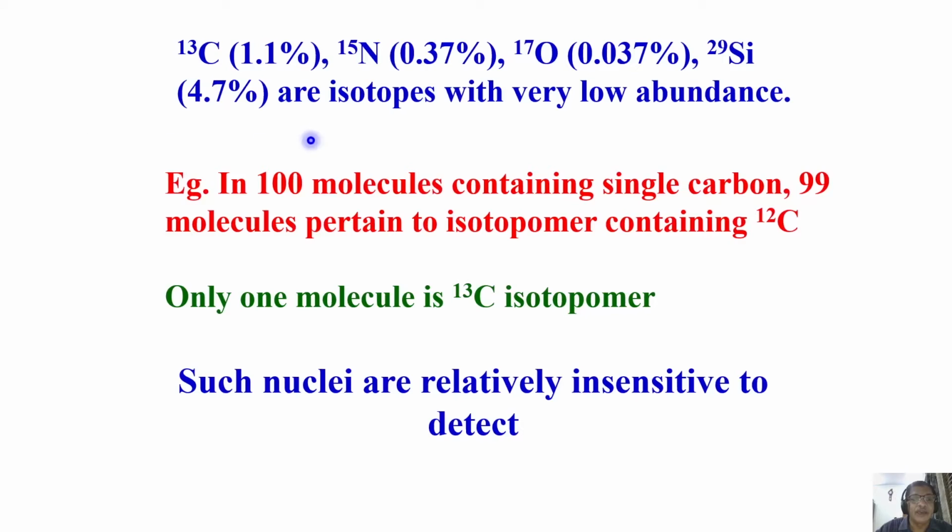As a consequence, detection of such low sensitive nuclei is even more difficult compared to that of proton, fluorine, and phosphorus I mentioned. Relatively, they are much lower in sensitivity. We also calculated the sensitivity of carbon and nitrogen relative to that of proton. At that time, we did not take natural abundance into account. Now, factor that also into the sensitivity calculation.